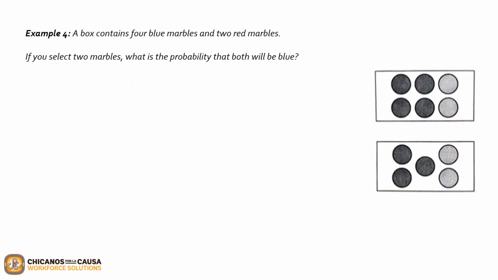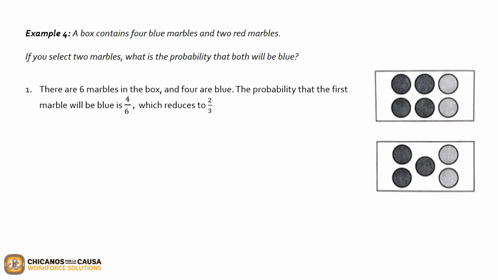Example 4. A box contains 4 blue marbles and 2 red marbles. If you select 2 marbles, what is the probability that both will be blue? So this is our little diagram. So the ones that are a little bit of a darker shade or a black shade, let's pretend that those are blue and the lighter ones are red.